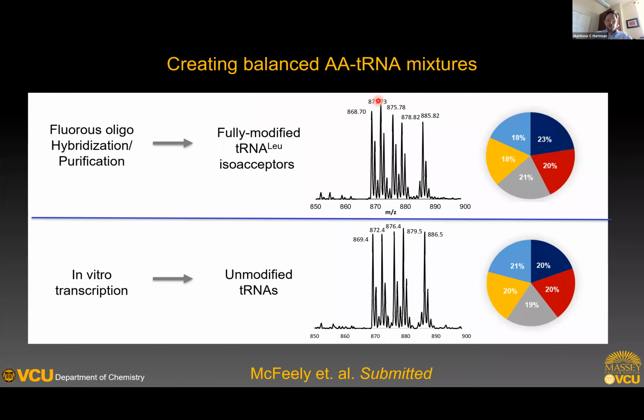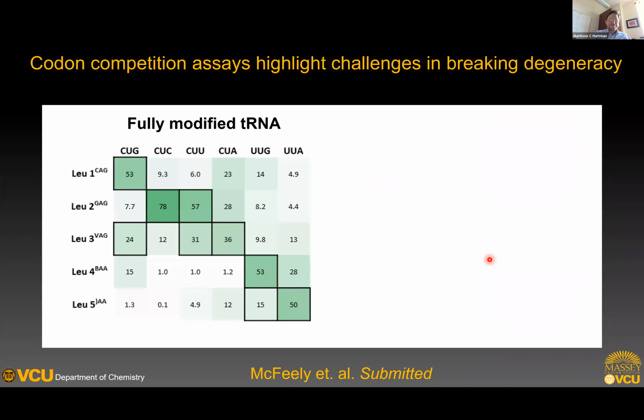So this is what the mass spec assay looks like. We get these really nice tRNA mixtures. They should be 20% each, and they're pretty close. We also used in vitro transcribed tRNAs, and we see the same thing. So this verifies that we're putting the aminoacyl-tRNAs in the translation at the same concentration. And now we're off to the races in testing these codons to see which tRNAs win.